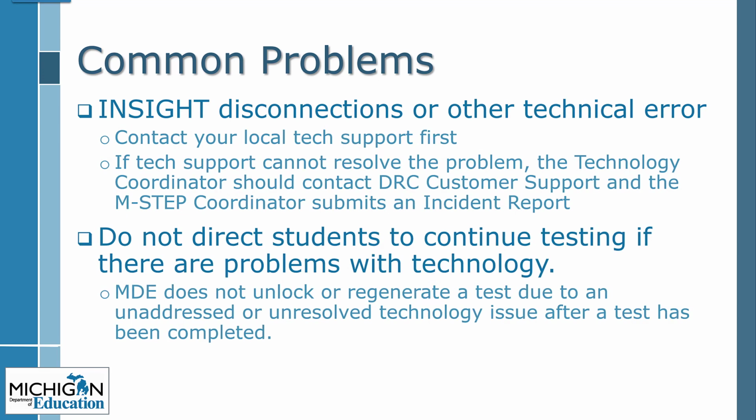In the online administration, there may be an issue with in-site disconnections or other technical errors. This can be due to a local connectivity issue or a network issue, or it may be an issue that needs to be resolved with DRC. So the first step in any situation of a technical issue while testing online is to contact your local technology coordinator. If the technology coordinator cannot resolve the problem, then they should contact DRC customer support, and if necessary, the district assessment coordinator should submit an incident report if the problem cannot be solved by the technology coordinator or DRC's customer support.